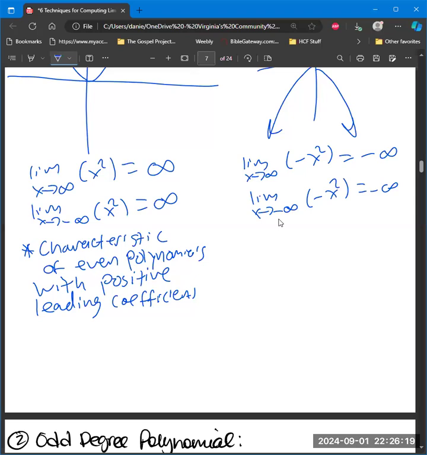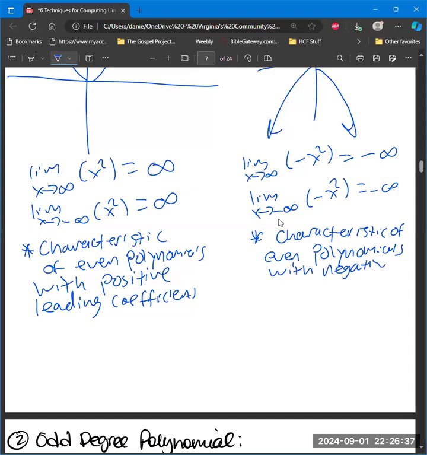This is characteristic of even polynomials with negative leading coefficients. All right.